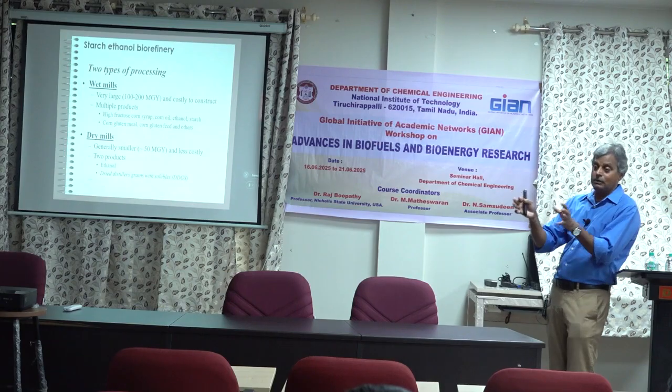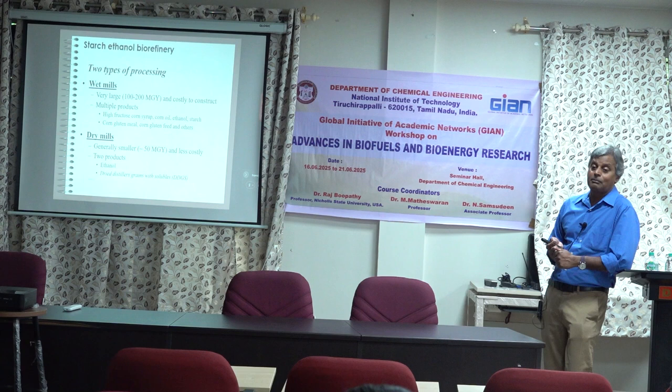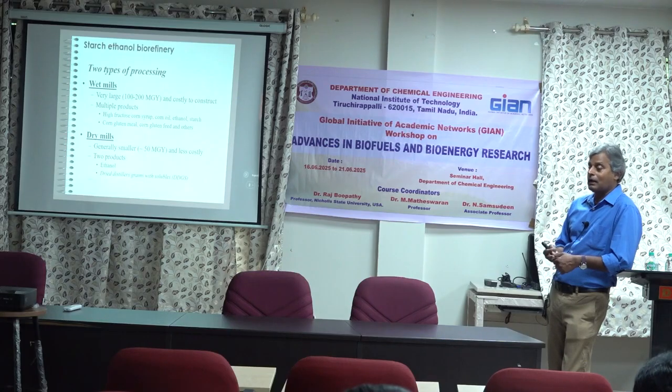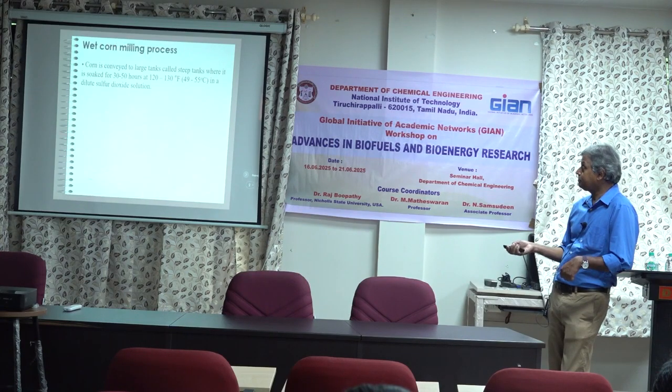Dry mill is a small unit, not a big factory. Usually it produces 50 million gallons per year, and it is less costly, a small investment. You don't make many products. You focus on ethanol, and the byproduct, dried distillers grain with solubles, which is animal feed rich in protein for giving to animals. So those are the two types of processing of starch ethanol biorefinery.